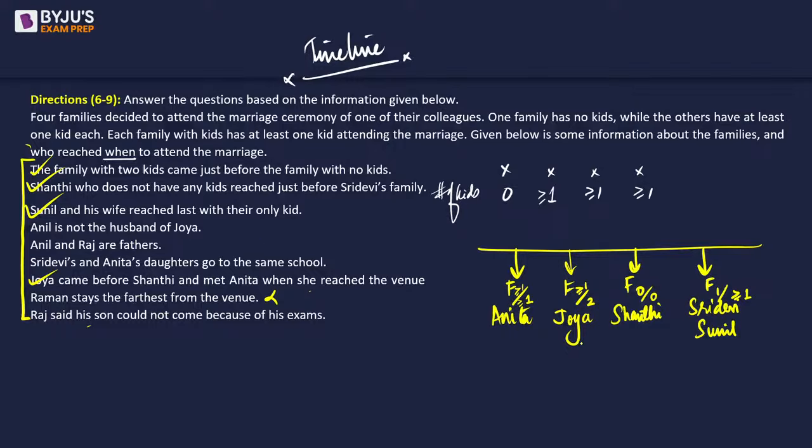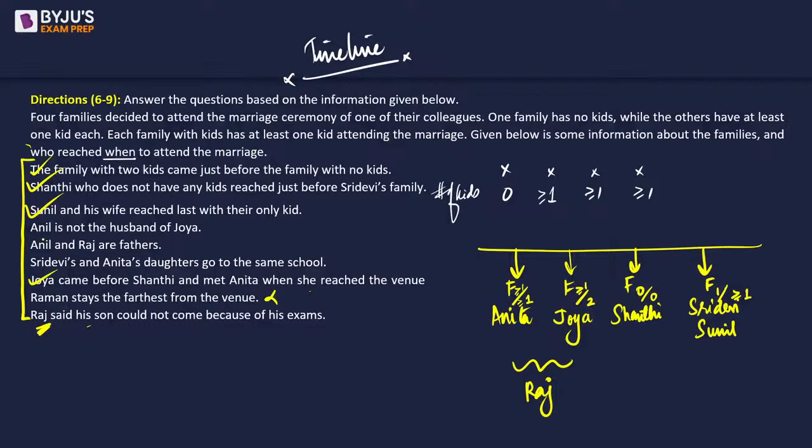Anil is not the husband of Zoya. So Anil is, let's say, the husband of Anita. ठीक है? मैं बस ऐसे मान ले रहा हूं. Okay? Raj said his son could not come because of his exams. So Raj is going to be the husband of Zoya. Raman is not talked about, so no idea. तो एक ही चीज कंफर्म है so far that Raj has a kid. So Raj is going to be one among these two. Is going to be the father in these two families because he has at least one kid.